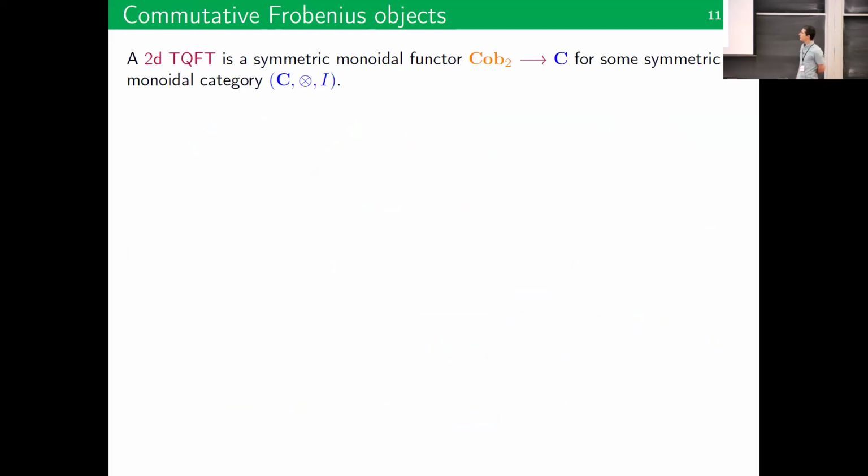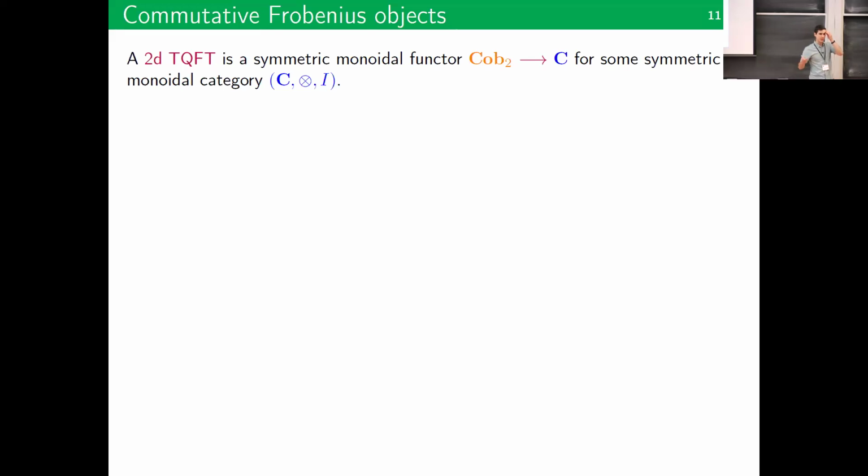It's very useful to view these as two-dimensional topological quantum field theories. These functors are called two-dimensional topological quantum field theories, but it just means that it's a functor which respects the symmetric monoidal structure on both sides. So the cobordism category has a monoidal structure where if you have a bunch of circles, you can take their unions, and this is the monoidal structure: just unions of surfaces, unions of circles, of one-dimensional compact manifolds. And then a TQFT is a functor from that to another symmetric monoidal category.